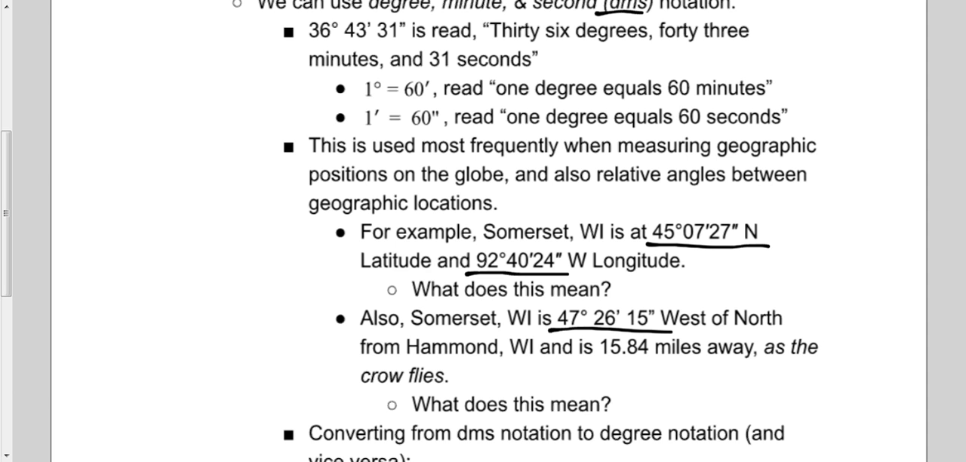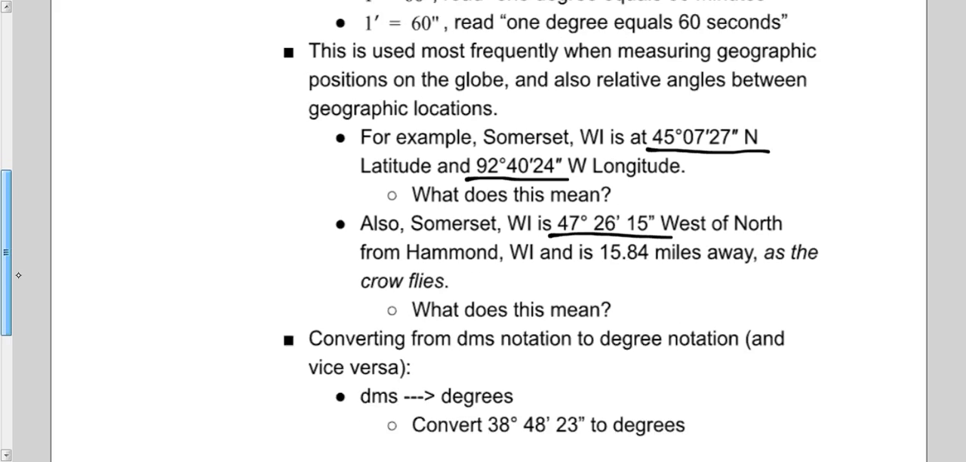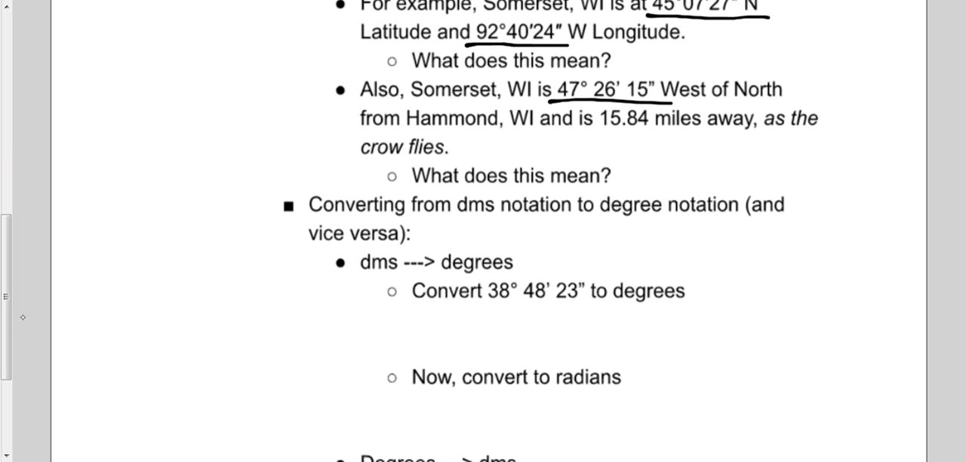Clear as mud. We're going to have a lot of word problems that look like this. Now I want to convert from degrees, minutes, seconds to just straight degrees and vice versa. Check this out.